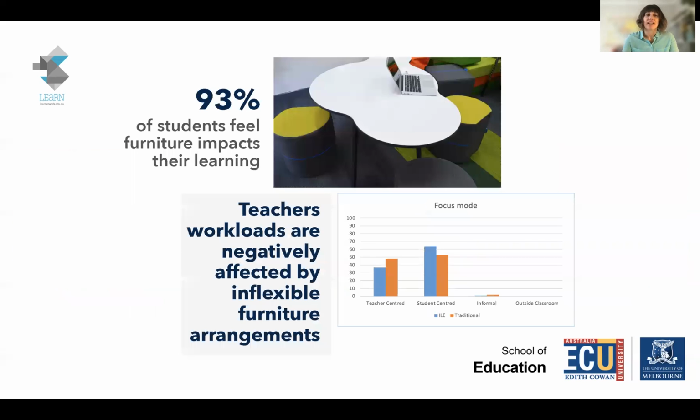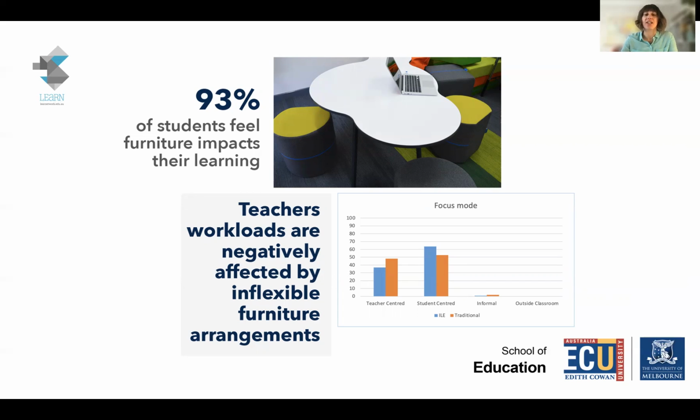A year into our study, and we've found that 93% of students feel that the furniture impacts their learning, and they actively select furniture that meets their physical or learning needs. The students that we measured, which were across years 3 to 6, had resilient engagement in the first year of our study. One term of different furniture wasn't enough to make any statistical change to their engagement in learning, but it did make a statistically significant difference to teachers.